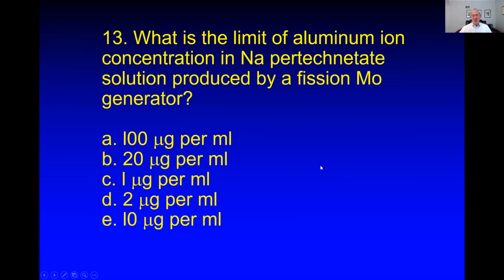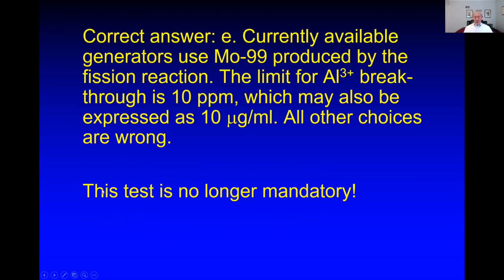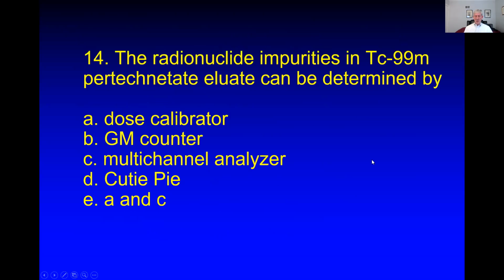You should not get this question on your exam because the aluminum ion breakthrough test is no longer mandatory. Just in case the people who make up the test are not aware of that fact, I've put it in here anyway. What is the legal limit for aluminum ion breakthrough? And the answer is choice E, 10 micrograms per milliliter. That also is the same as 10 parts per million. But again, that test is not mandatory.